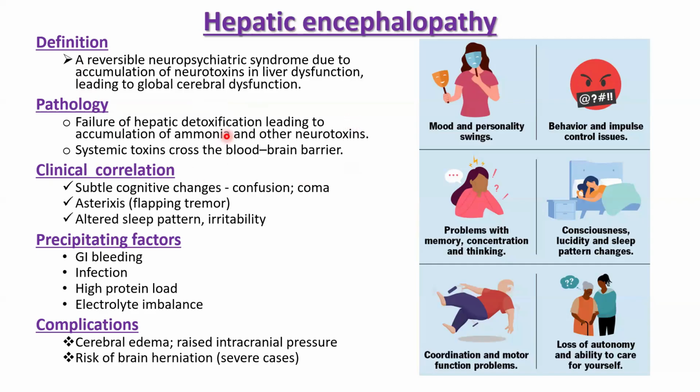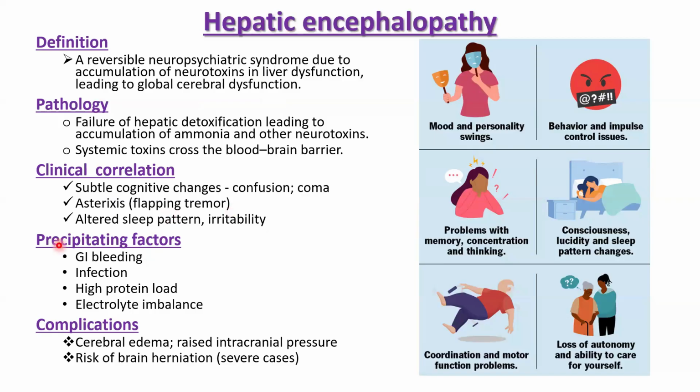And because they are accumulating in the body, they break into the blood-brain barrier and get into the brain, into the cerebrum, leading to these cerebral or neuropsychiatric features. So clinical correlation: confusion, the person can undergo coma. Asterixis is when the person is having tremors of the hands or maybe of the lower limbs. Then there is altered sleep pattern, that is insomnia and irritability. The person can become very, very much irritable.